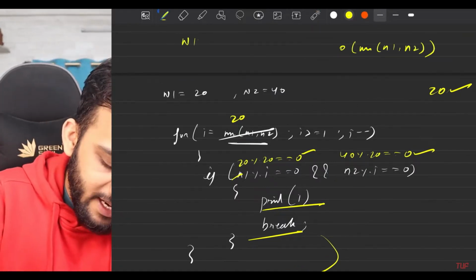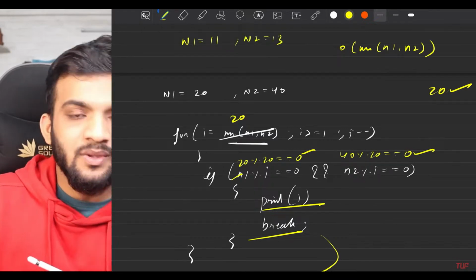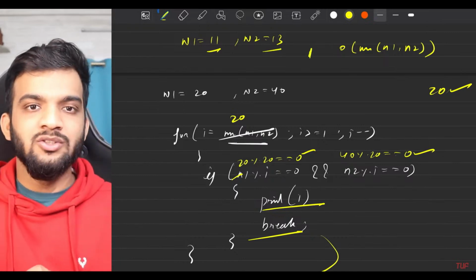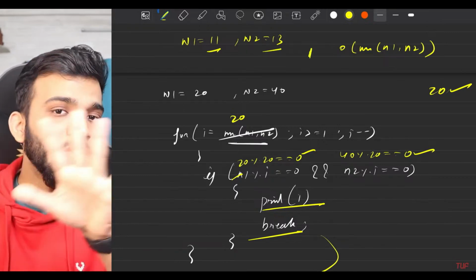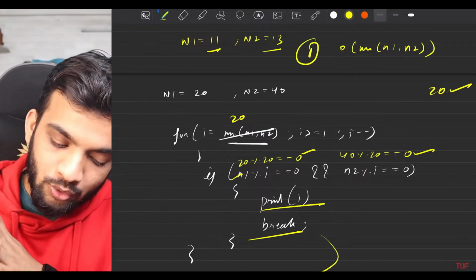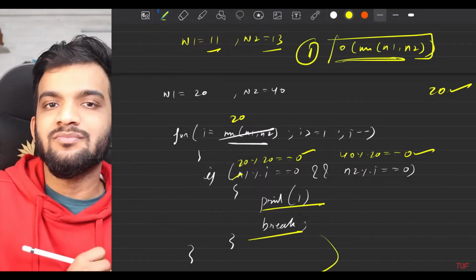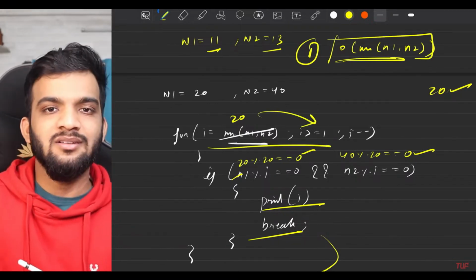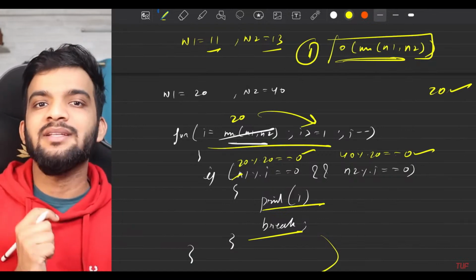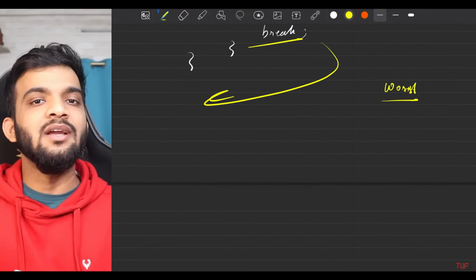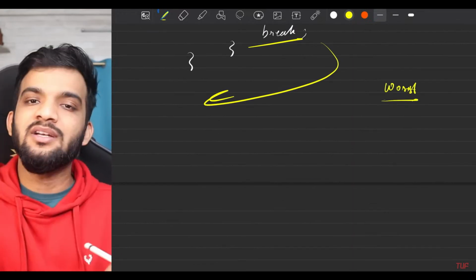Imagine I give you two numbers, n1 equal to 11 and n2 equal to 13. In this case, what will happen? For 11 and 13, the highest common factor is 1. It will start from 11, 10, 9, but will not find anyone till 1. So it will eventually loop from 11 to 1. No matter what you do, the time complexity will still be this, because if both numbers have GCD as 1, the loop ends up running completely. As taught in the time complexity lecture, you always take the worst case. The worst case is when you run it till 1.